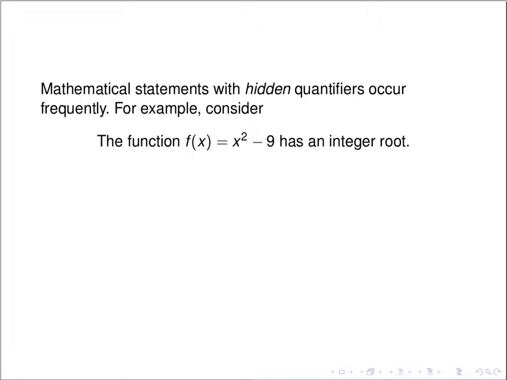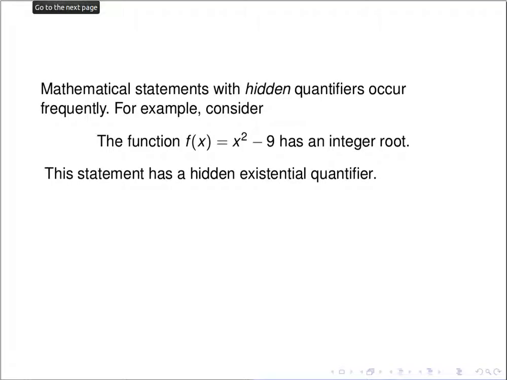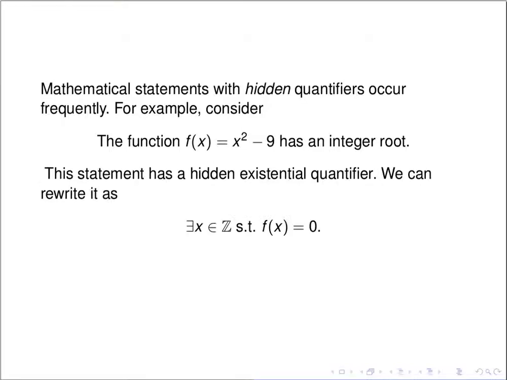One thing that often occurs is that mathematical statements frequently occur with hidden quantifiers. So for example, this statement, the function f of x equals x squared minus 9 has an integer root. Well, that has a hidden existential quantifier. It's claiming that something exists. So you can reformulate it as an existential statement with a there exists quantifier in it. So we can rewrite this as there exists x in the integers such that f of x is equal to 0.